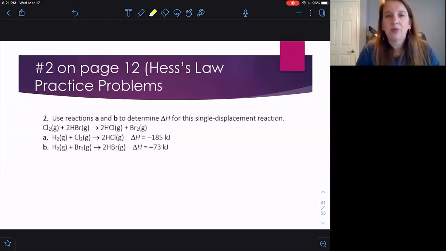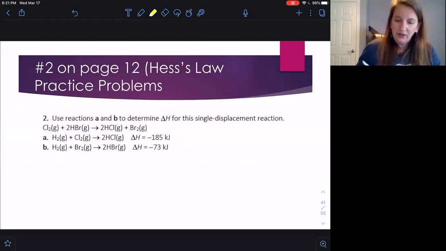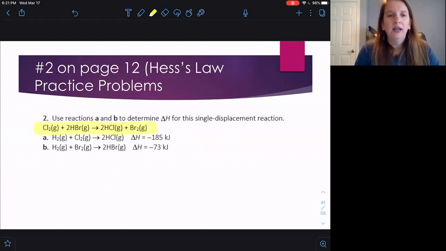Then let's take a look at problem 2 here on page 12, the Hess's Law practice problems. Here is your overall reaction. That's what we're trying to get to. All right. Do you have to flip any of the reactions, step A or step B? Does anything need to be flipped in order to achieve that overall reaction there? Do we have to multiply any of our steps, step A or step B, in order to get our overall reaction? And then what's our delta H? Once you've added everything together, what's our delta H value? How are we going to solve for that?